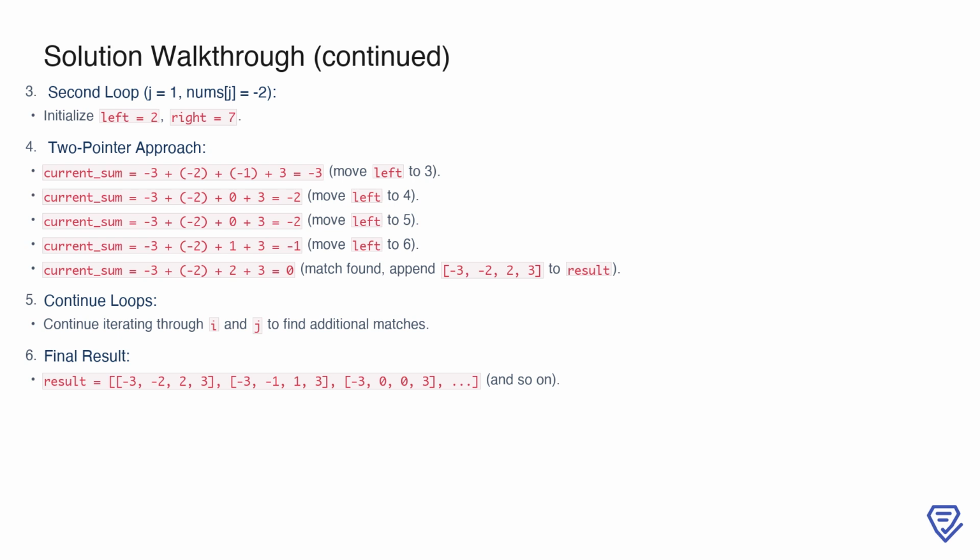After this, we continue iterating through other values of i and j to find additional quadruplets. The process involves skipping duplicates and adjusting the two pointers as needed. By the end of the computation, the final result contains several valid quadruplets, such as -3, -2, 2, 3; -3, -1, 1, 3; and -3, 0, 0, 3, representing all unique combinations that sum to the target.